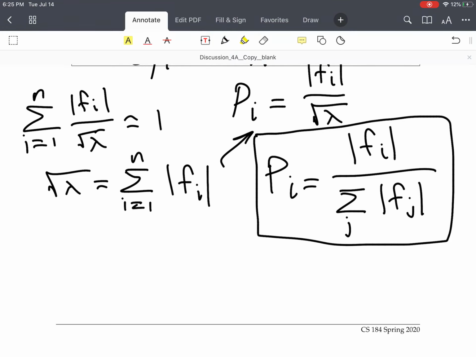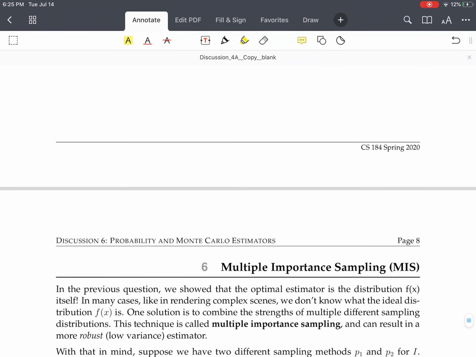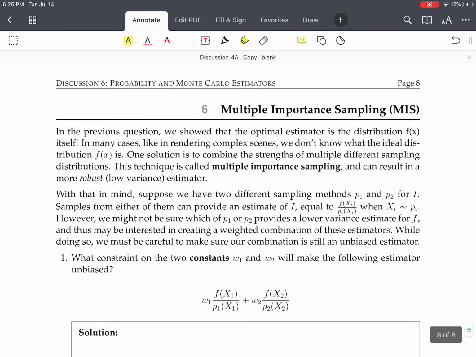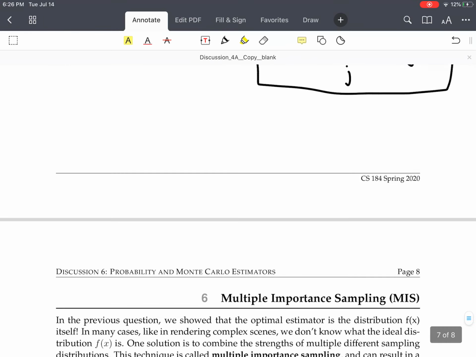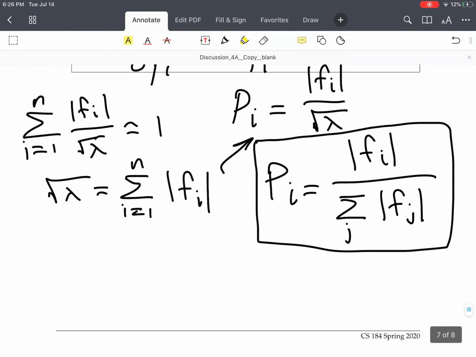Okay, so there's that. Not really an answer, but kind of an answer. Okay, let's keep going. So number 6, multiple importance sampling. Okay, so in the previous question, we showed that the optimal estimator is the distribution f of x itself. In many cases, right, and so actually, if that wasn't clear, I guess I didn't really make that clear.